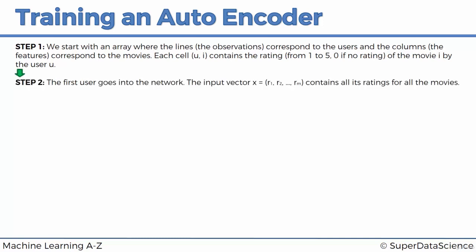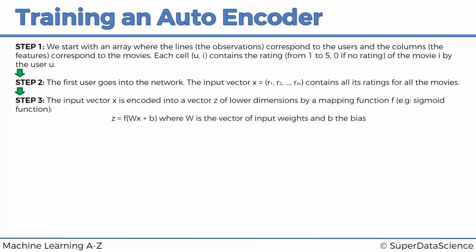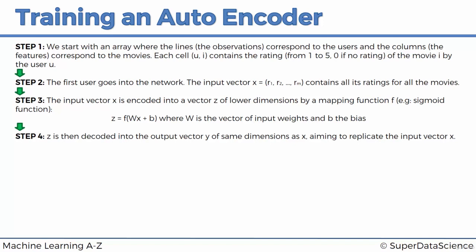Step 2, the first user goes into the network. The input vector contains all its ratings for all the movies. So all the ratings of that user for all of the movies. Step 3, the input vector is encoded into vector z of lower dimensions by a mapping function. Usually you'd use a sigmoid or a hyperbolic tangent, as we mentioned. And that's the equation that you would have. Then step 4, z is then decoded into the output vector of the same dimension as x, aiming to replicate the input vector. So this is all pretty straightforward stuff.